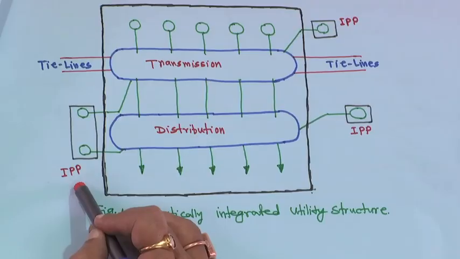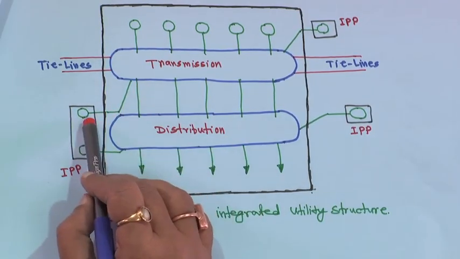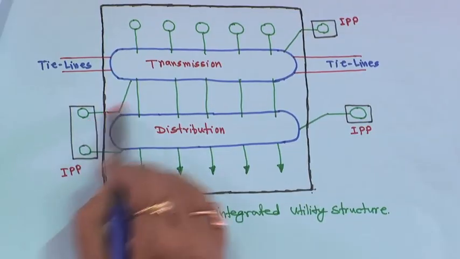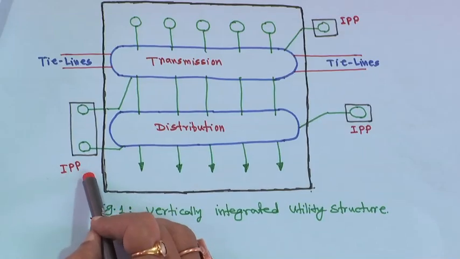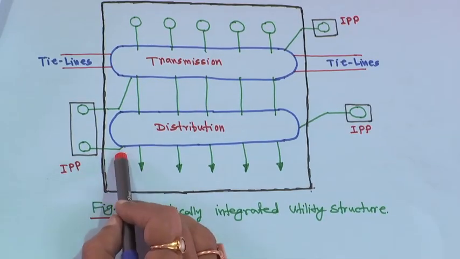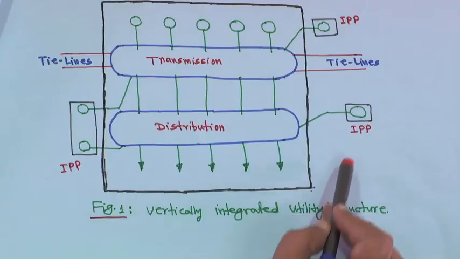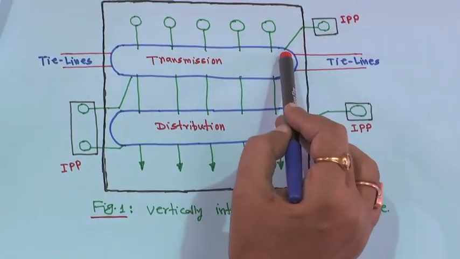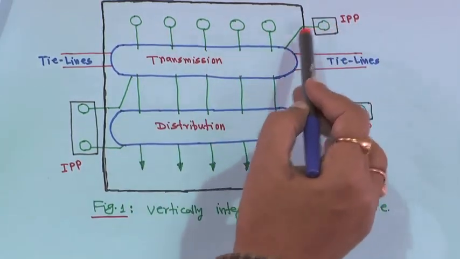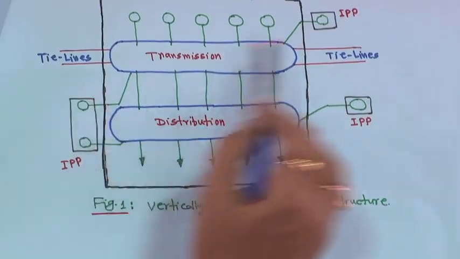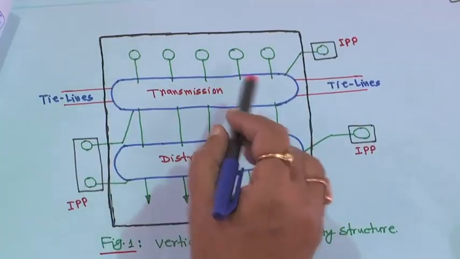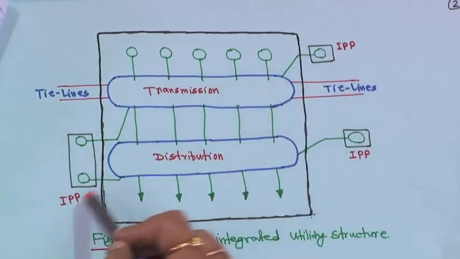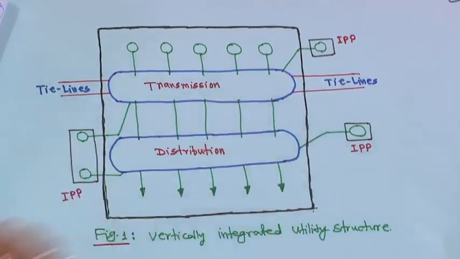And IPP is independent power producer. That means some private parties which are generating power at high voltage level can be connected directly to the transmission system, and some parties which are generating power at low voltage level may be connected to the distribution side. These are IPPs, independent power producers. Here also an IPP is there, like generation companies, generating power here, right, and here also. So this is actually the vertically integrated utility structure. Everything is owned by you, with some private independent power producers also connected to it.